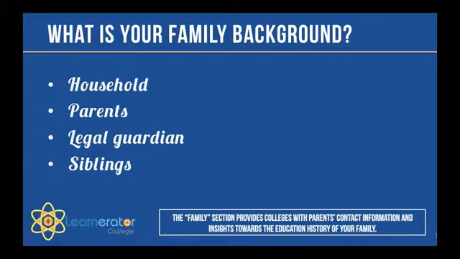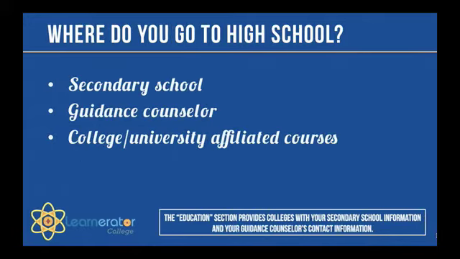So the family section is really providing colleges with your parents' contact information along with the education history of your family. This is mainly really important for, as I said, first generation to go to college students. So in the next section, it'll ask you about where you go to high school.